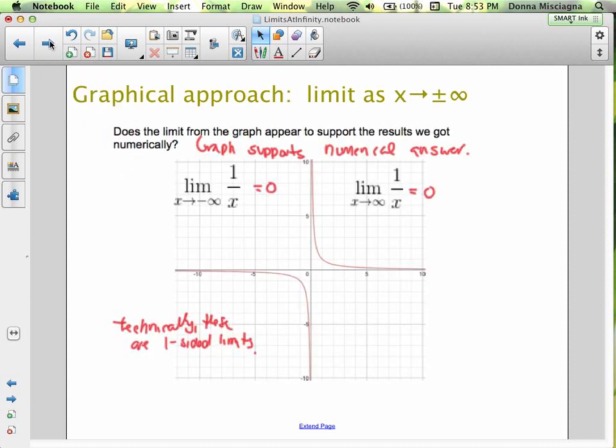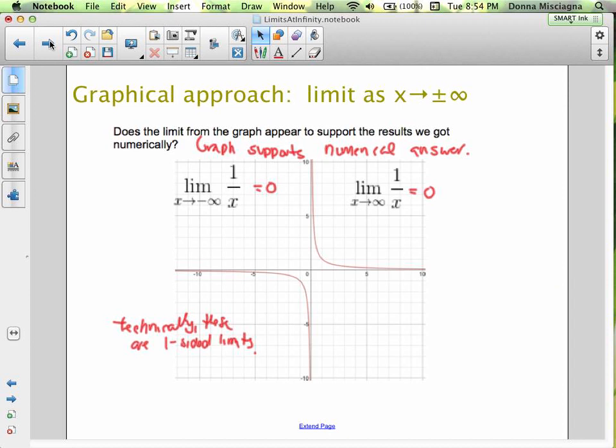Let's see if the graph supports that. So here is our graph. We have the limit as x approaches negative infinity of 1 over x. We see that on the left-hand side, our graph is getting closer and closer to the x-axis. And again, on the right-hand side, the graph is getting closer and closer to the x-axis.